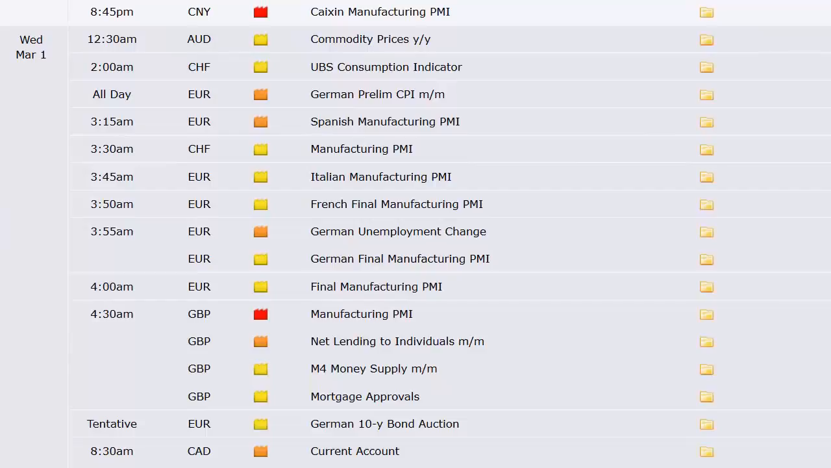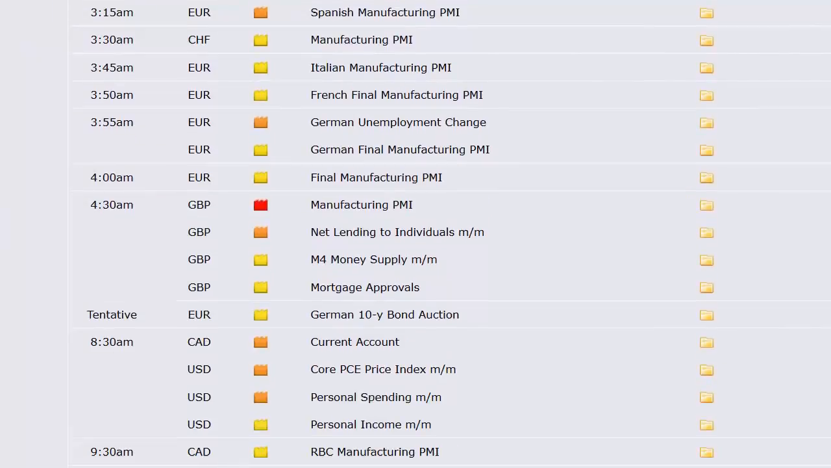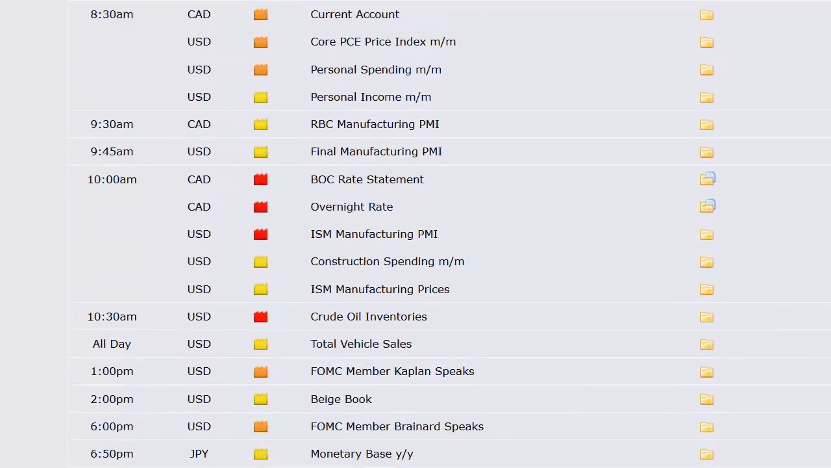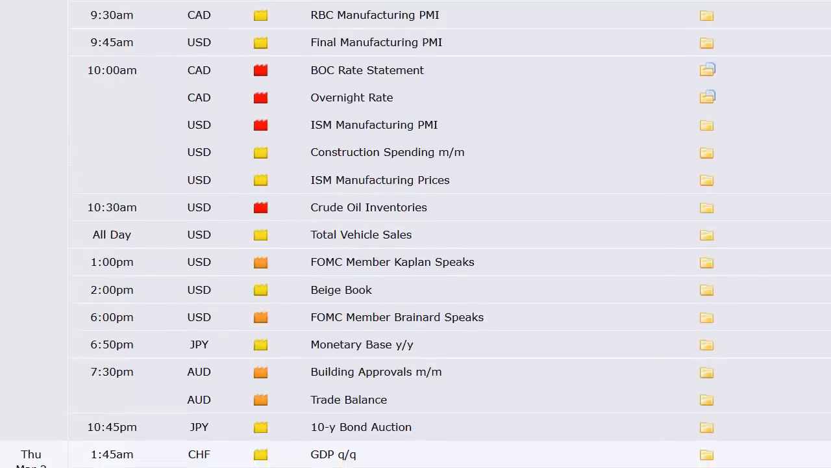They've split them all up by 5, 10, 15 minutes apiece. Net lending to individuals out of the UK along with their money supply, German 10-year bond auction, current account out of Canada, core PCE price index, personal income and spending here in the US, manufacturing PMI in the US. We got rate announcement out of the Bank of Canada at 10 a.m. Eastern time on Wednesday. They were one of the few that didn't announce a couple weeks ago when everybody else did. ISM manufacturing PMI, construction spending, this is US data. Crude oil inventories, that's the weekly number, total vehicle sales. Beige book at 2 p.m.